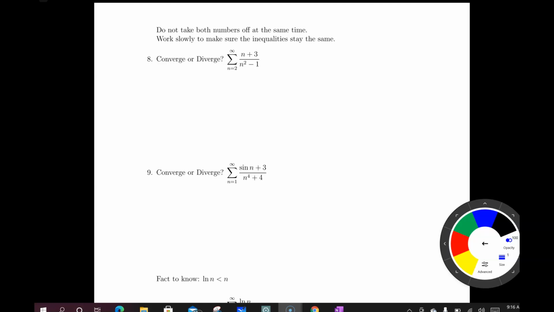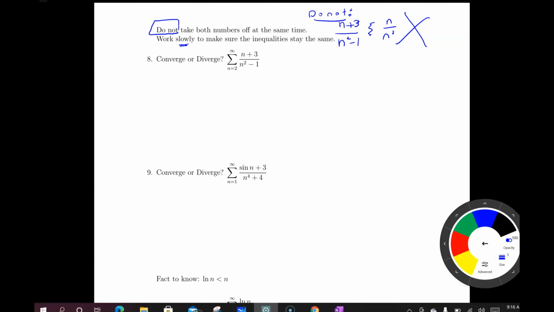Okay, so I was showing quite a few examples of taking one number off of the denominator. I want to make sure that you do not take both numbers off at the same time. Notice here I have numbers on the bottom and on the top. What I don't want you to do is say, oh, here we go, I'll write this down, and then I'll write this down, and then I'll take both of those numbers off at the same time, and then I'll figure out the inequality. Wrong. You can't do that because there's too much going on. So we want you to go slow, work slow to make sure that you keep the inequality.